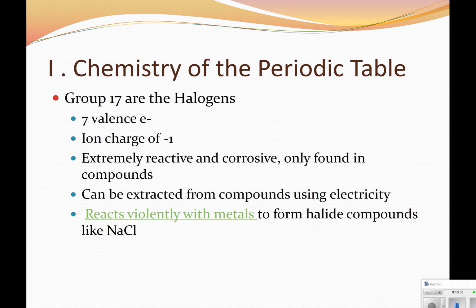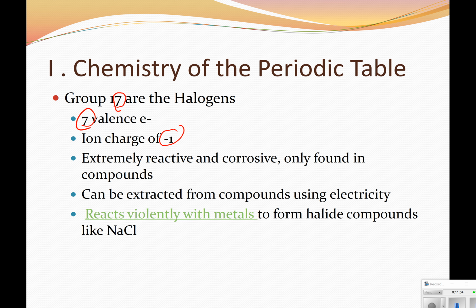Now jumping over to group 17. Group 17 are known as the halogens. And in group 17, and this holds true for groups 13 through 18, if we look at the last number in the group, that's going to tell us how many valence electrons for each of those atoms in that group. So group 17 elements all have 7 valence electrons, and in order to obtain a stable octet, they all need to gain 1 electron, which means they end up with an ion charge of -1.